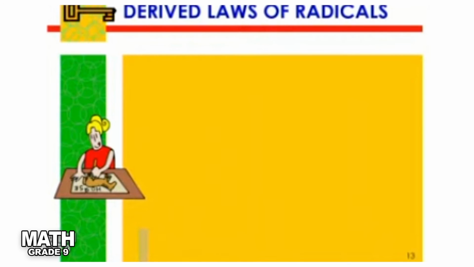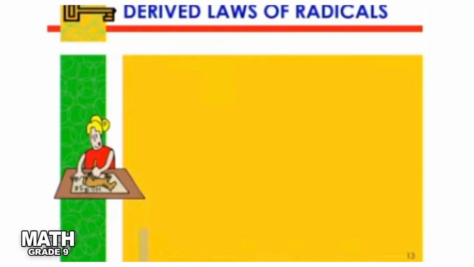To our grade 9 students, I admire you for being good listeners. Now, let's have a recap of today's lesson. To summarize the laws of radicals, we have number 1, the nth root of A raised to n is equal to A. And that's all for today, guys. Thank you for listening.